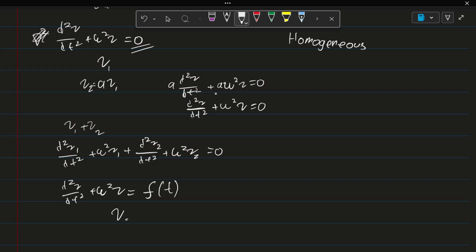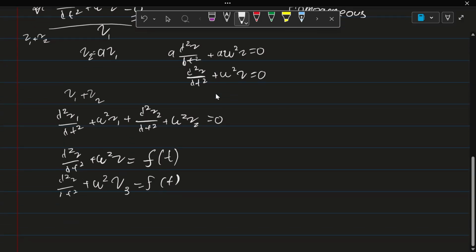So there should be another solution, which I will just write as v3. v3 is a solution of this differential equation, d squared v over dt squared plus omega squared v plus f, while the rest corresponds to the homogeneous type of equation. So v1 and v2 are from here. What you gain from this information is that v1 plus v2 plus v3 is the solution of this differential equation. So you could split up your differential equation into the homogeneous part and the heterogeneous part.